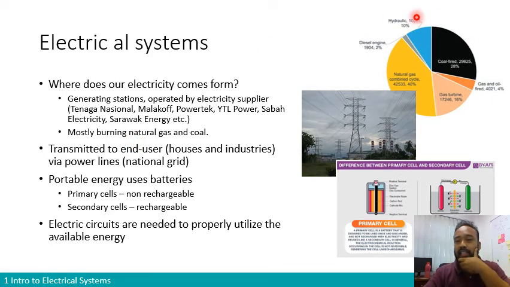As we can see in the graph over here, this is the origin of electricity generated in Malaysia. Most of it comes from natural gas, and mainly coal.